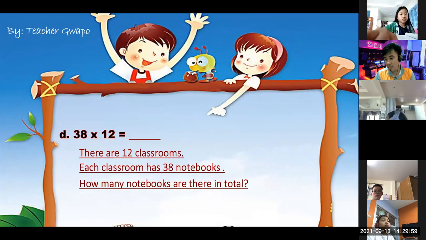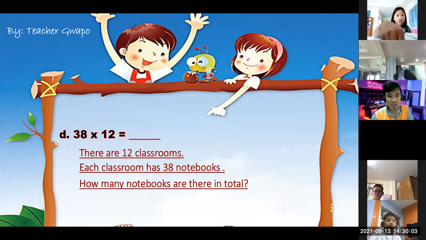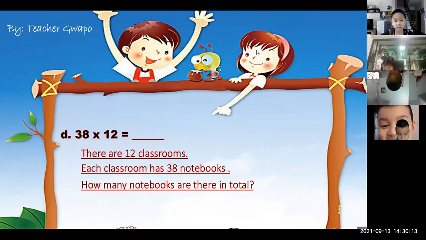Now, I will give you 1 minute to do your own word problem in letter D. Instead of notebook, instead of classroom, you can change it to any other place.